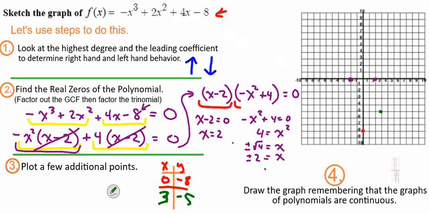And now, knowing that polynomials are smooth curves, this one's left-hand behavior is going up, right-hand behavior is going down. Then we know that we're coming down this way. We're going to hit this, we're going to head up, we're going to hit this, and then we're going to head back down. I think this is kind of fun.